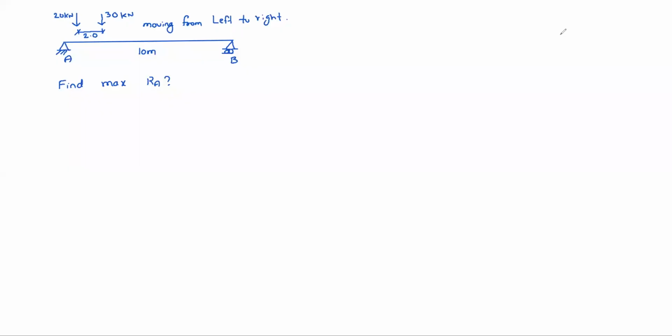So find maximum RA. 20 kilonewtons is trailing load, 30 kilonewtons is moving load or leading load. The gap between these two loads is 2 meters. The span of the simply supported beam is 10 meters. Find maximum RA. So for that, first we need to draw ILD for RA. This is ILD. So loading positions also I will draw.